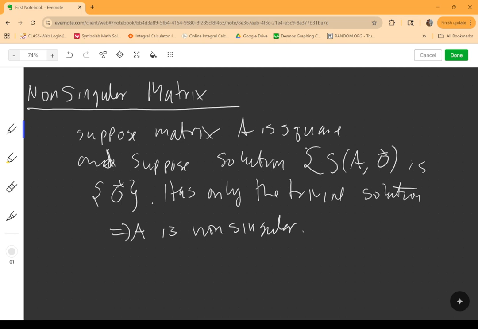Otherwise, we say A is singular. If A is singular, then it has more than the trivial solution. As we've discussed before, if it is a homogeneous system, then it will have at least one solution, so that system will always be consistent. It's just a matter of determining whether it has only the trivial solution or an infinite number of solutions. If it has an infinite number of solutions, then it is singular. And if it has only the trivial solution, we call that a non-singular matrix.